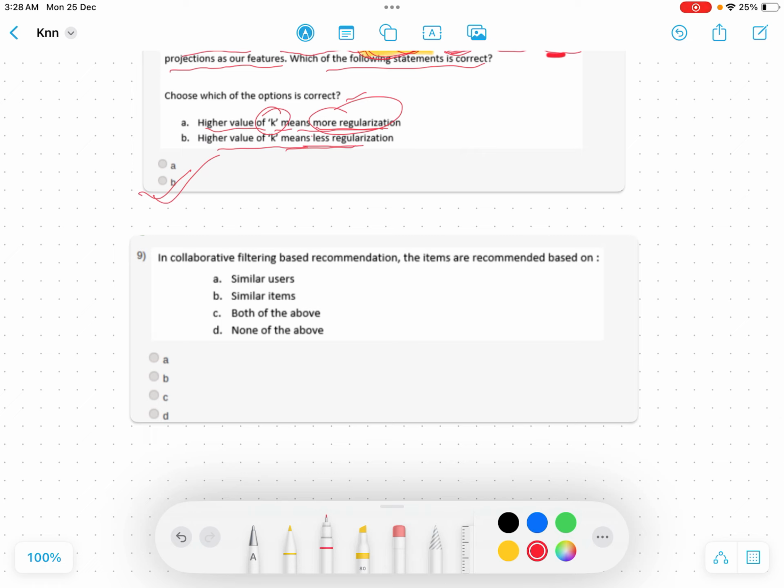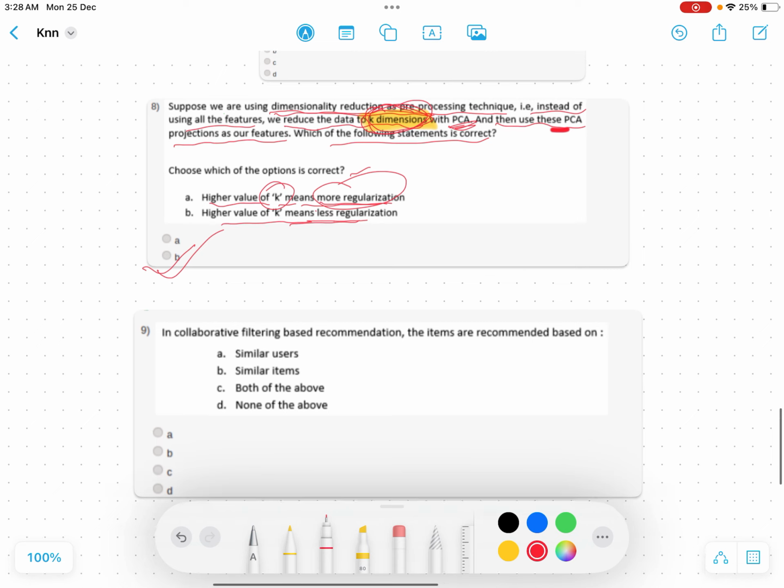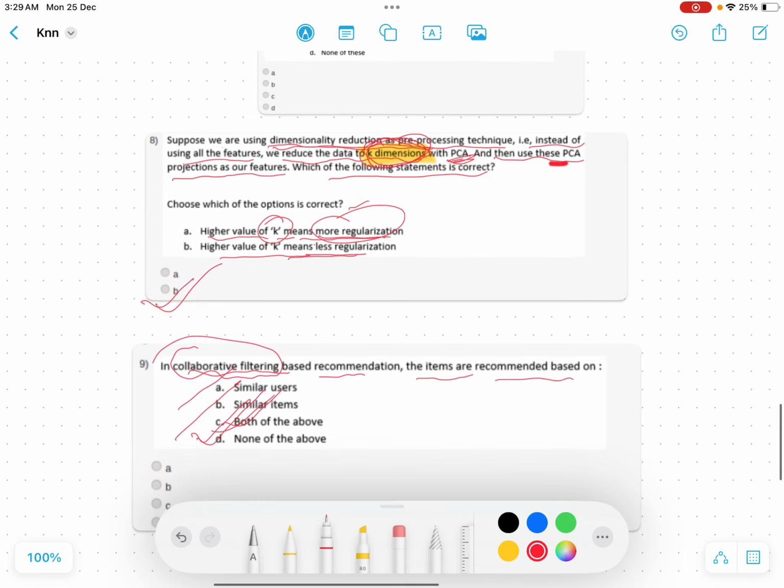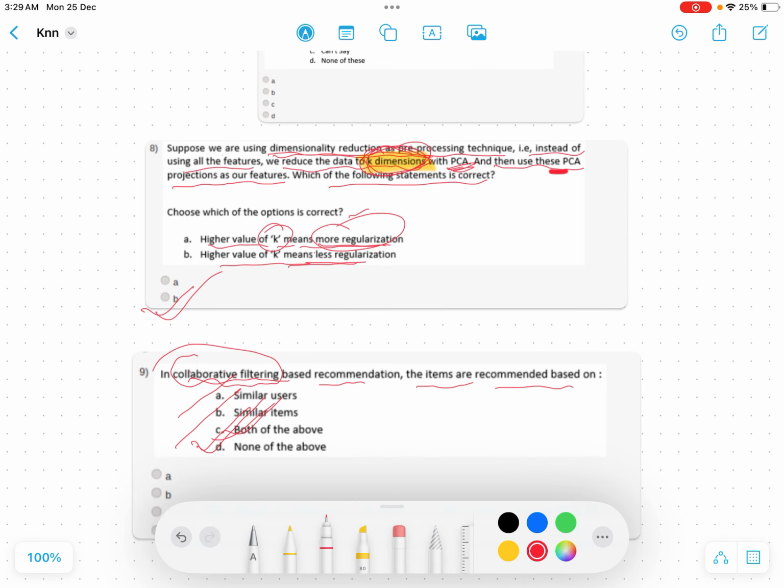Okay, this is question number 9, on collaborative filtering based recommendation. This is a practical example, so you do not have to worry about it. In collaborative filtering based recommendation, the items are recommended based on similar users and similar items. So the correct answer is both of the above. So basically, in collaborative filtering, it is kind of hybrid.